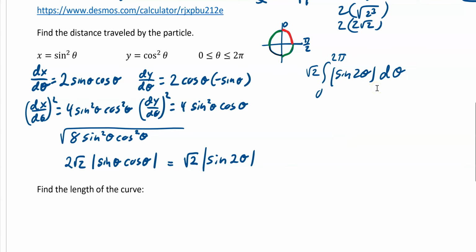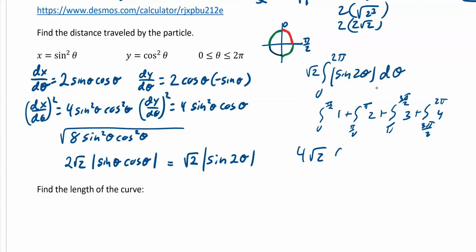So you can go from 0 to pi over 2, and then from pi over 2 to pi, and then pi to 3 pi over 2, and then 3 pi over 2 to 2 pi. So there's 4 of them. That's 1, 2, 3, 4, right? So we have 4 rad 2, and then we go 0 to pi over 2, and we can throw away the absolute value by symmetry. So we're just calculating one of each of those little humps.